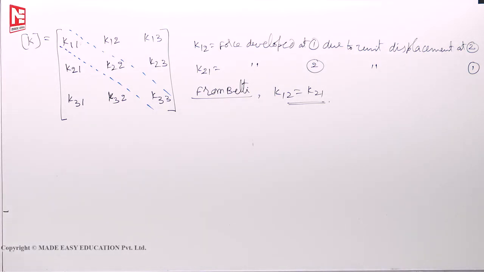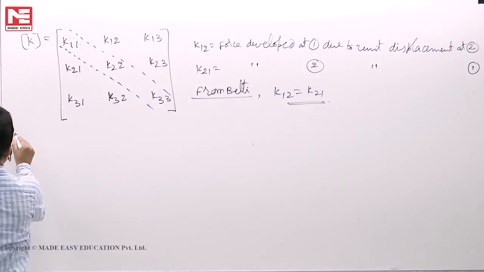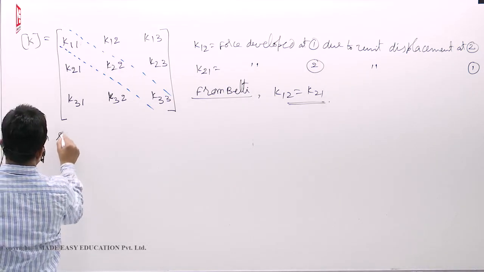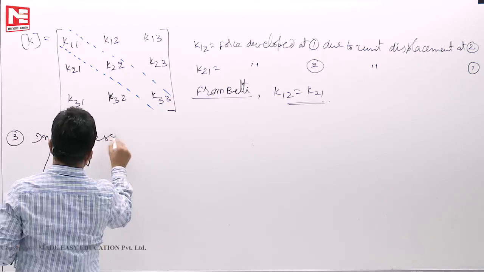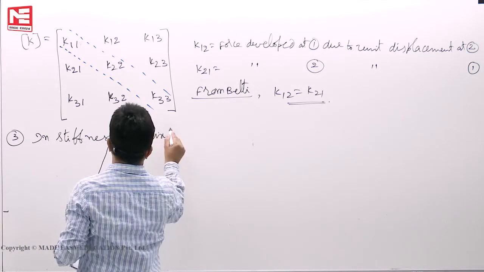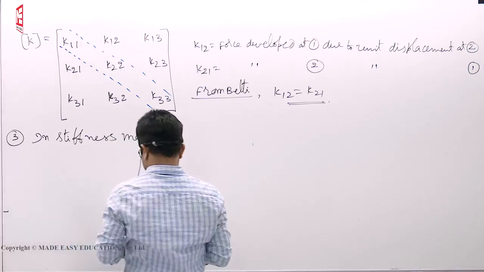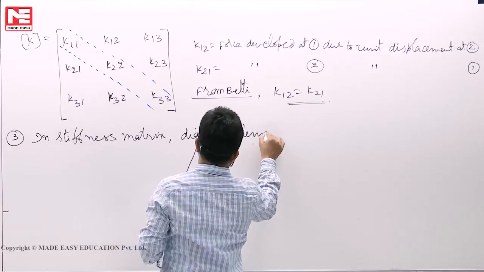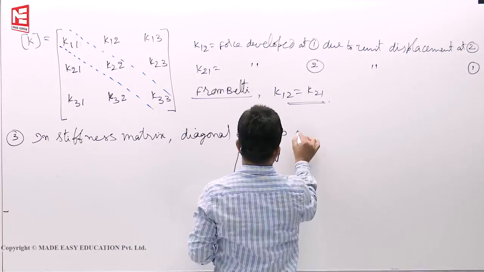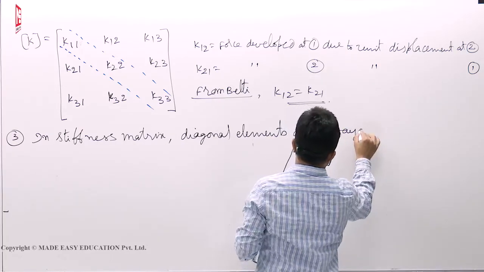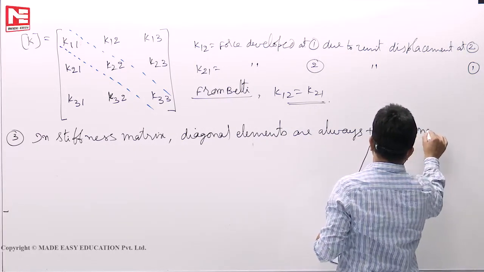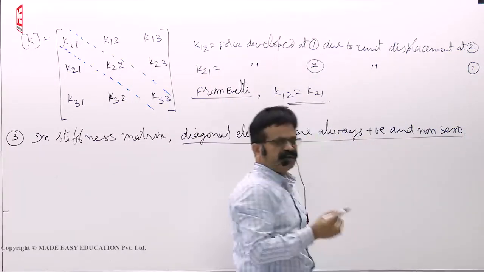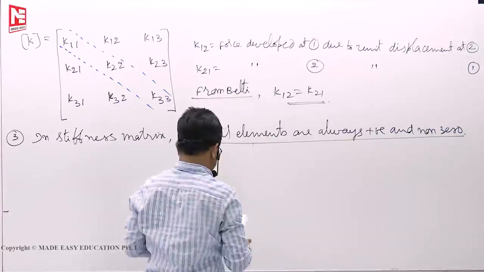So that is your third characteristic of a stiffness matrix. In the stiffness matrix, diagonal elements are always positive and non-zero. Non-zero, it cannot be zero. Zero means rigid body translation.